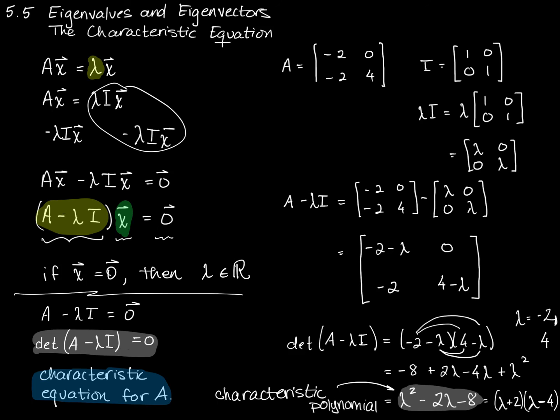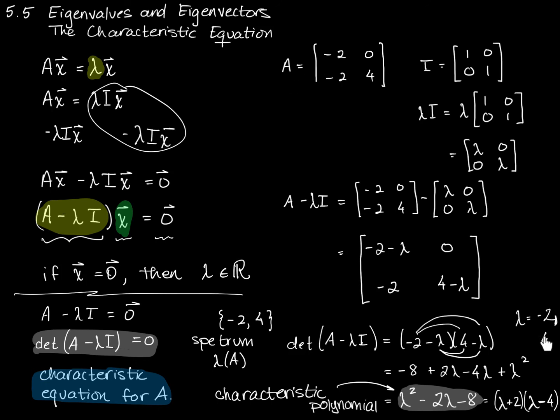And the collection of all possible eigenvalues, I'm going to write them in this form here. I have -2, 4. This is called the spectrum of the characteristic equation, and you will also sometimes see it denoted as lambda A because it's the spectrum of eigenvalues for the matrix A, right? These eigenvalues only work for this matrix.